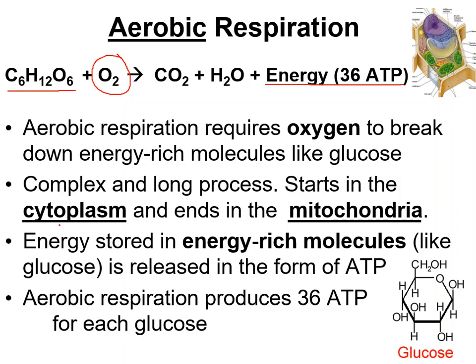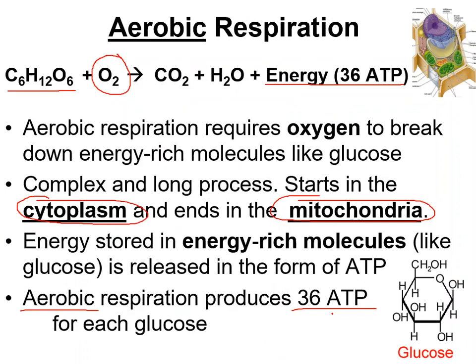This is a pretty lengthy process. It starts in the cytoplasm of a cell, and it's actually going to finish in the mitochondria. So it starts in the cytoplasm and it finishes in the mitochondria. If you are bacteria, well, I'll hold off on that thought. We'll talk about bacteria in a second, right? Here we go. Let's see how this works. We're going to get 36 ATP out of this reaction.